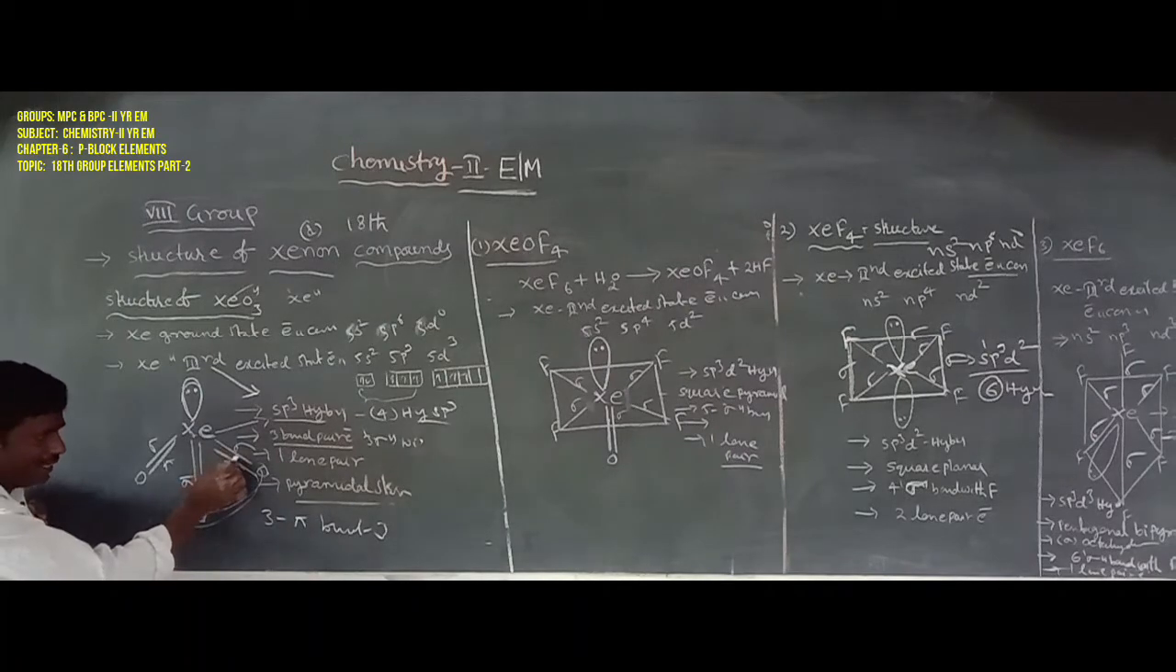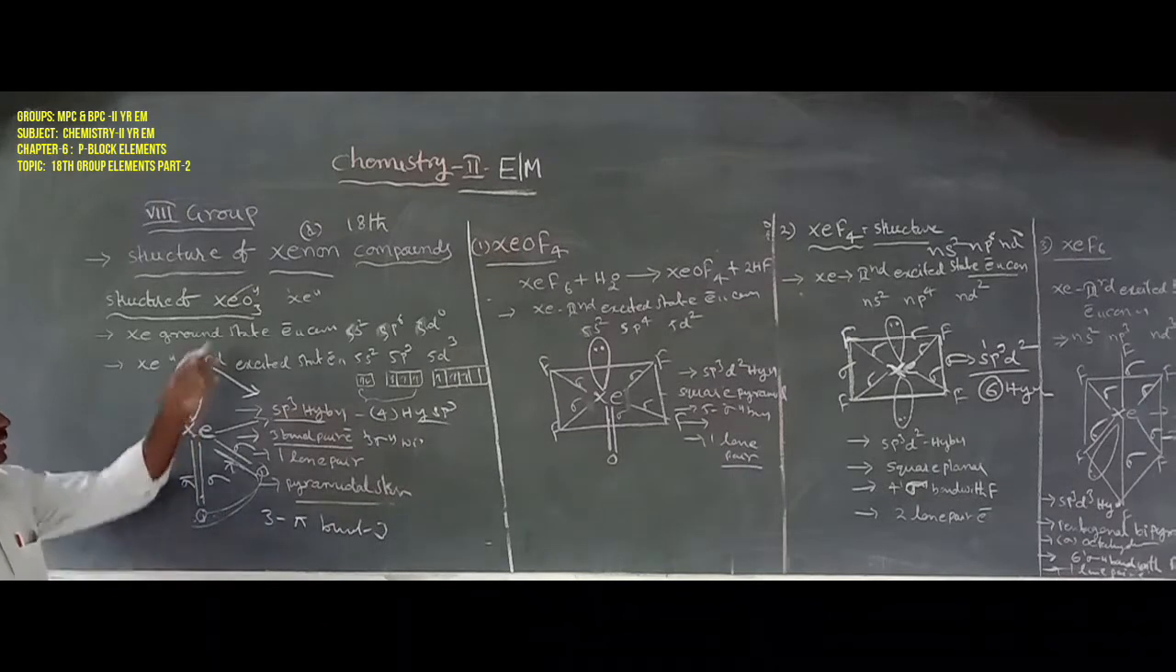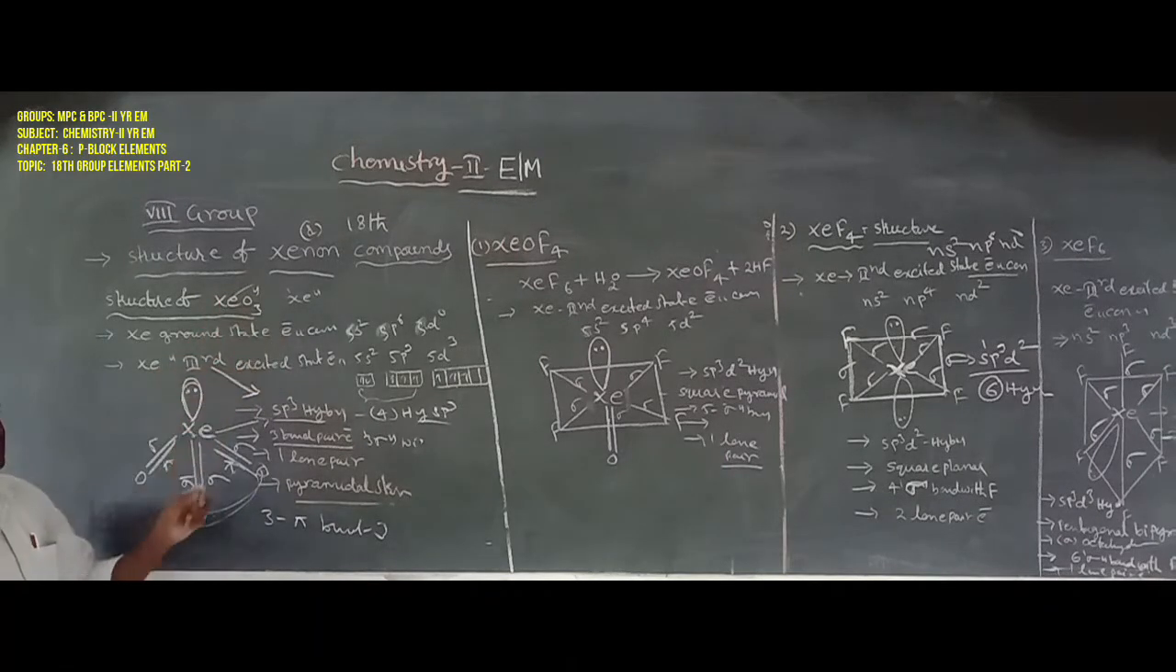The xenon central atom bonds with the 3 oxygen atoms, forming 3 sigma bonds with the 3 oxygen atoms, 1, 2, 3, and then 3 pi bonds with the 3 oxygen atoms. There is 1 lone pair and 3 bond pair electrons, so it forms the pyramidal structure. That is the structure of xenon trioxide.